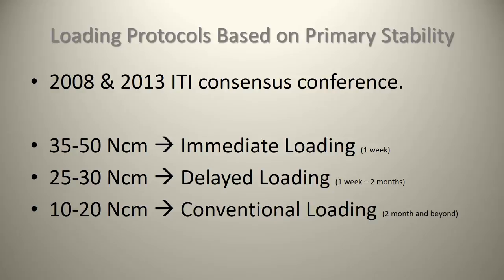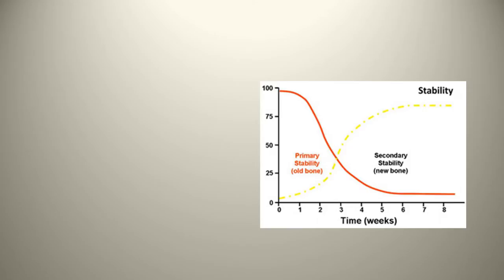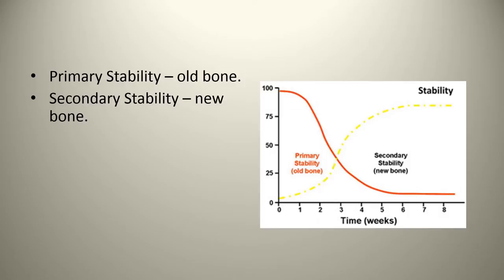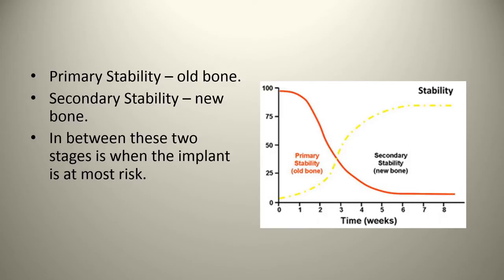So if you take a look at this graph over here, basically we're talking about primary stability being old bone and secondary stability being the formation of new bone. Many times when we place implants, we'll find that when we first place them, there's excellent primary stability, and it's a few weeks down the road. Usually they say about 21 days is when the implant is most susceptible to having the weakest stability. This is the portion where the old bone is remodeling and the new bone is forming. So we say that in between these two stages is when the implant is most at risk.